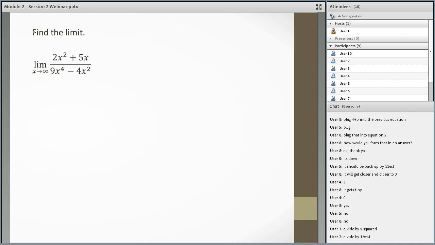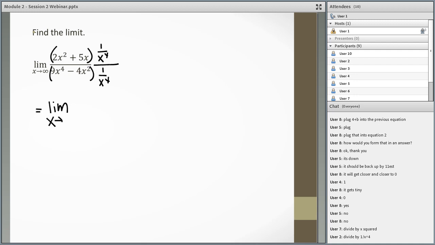So the largest term in the denominator, good, is an x to the fourth. So I'm going to divide each term by an x to the fourth. So I always want to choose the largest term in the denominator. So it's the same thing as multiplying by 1 over x to the fourth over 1 over x to the fourth. That's why we're allowed to do this, because I'm not changing anything, I'm just multiplying by 1.